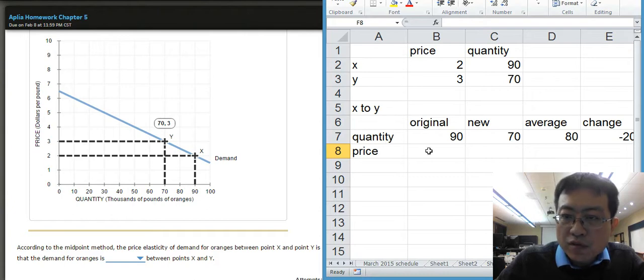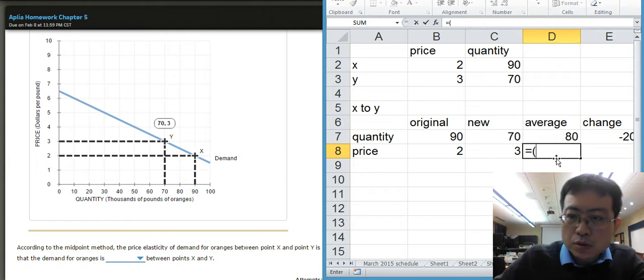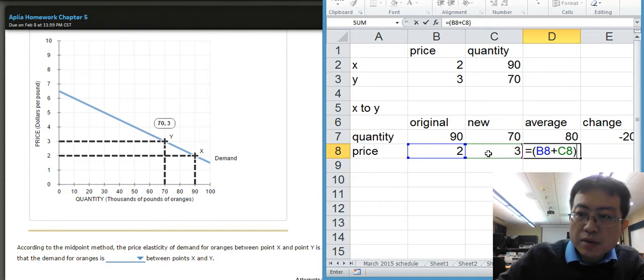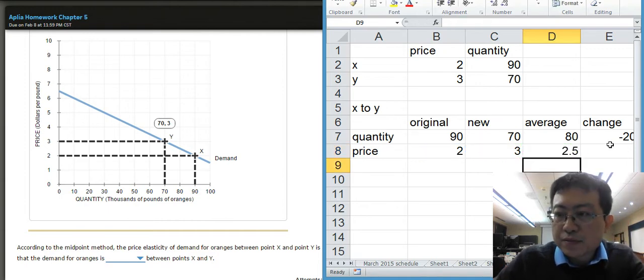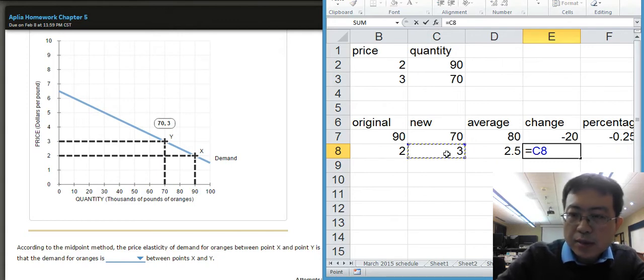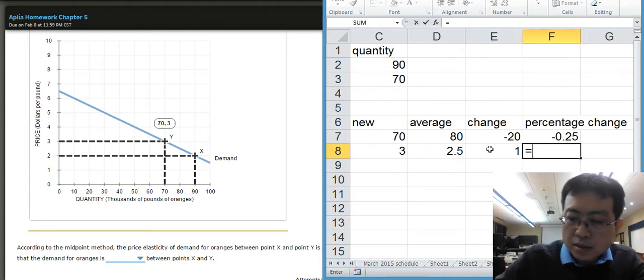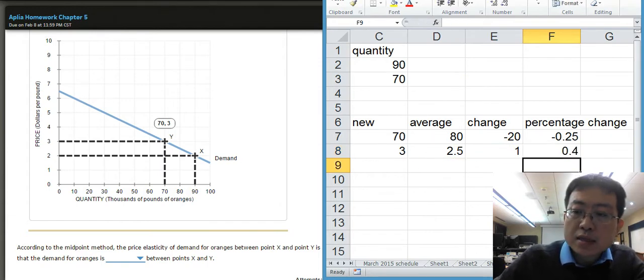And then for price, again we go from X to Y. X will be the original, so 2 over here. Y will be the new, so 3. The average is 2 plus 3, divided by 2, which is 2.5. The change will be the new, which is 3, minus the old, which is 2, so 1. And then the percentage change will be the change divided by the average, so that gives you 0.4 or 40%.